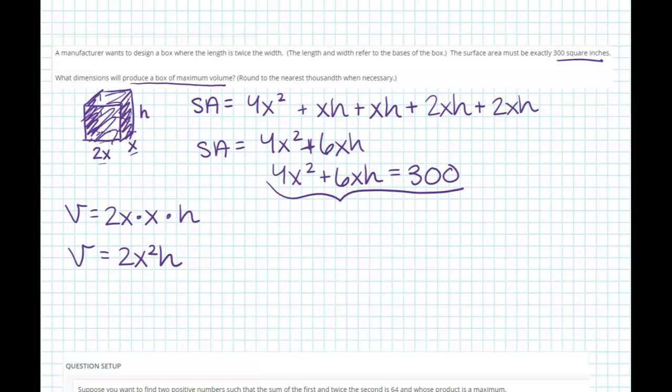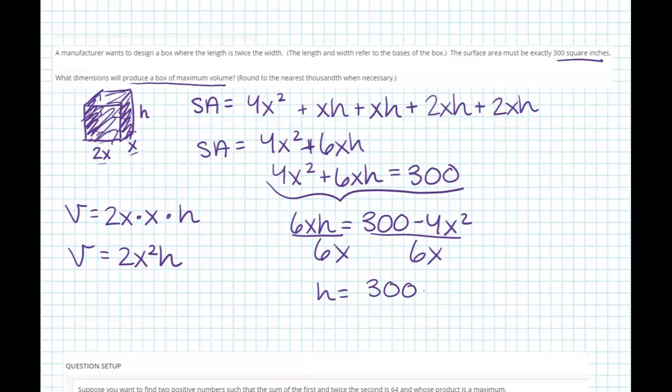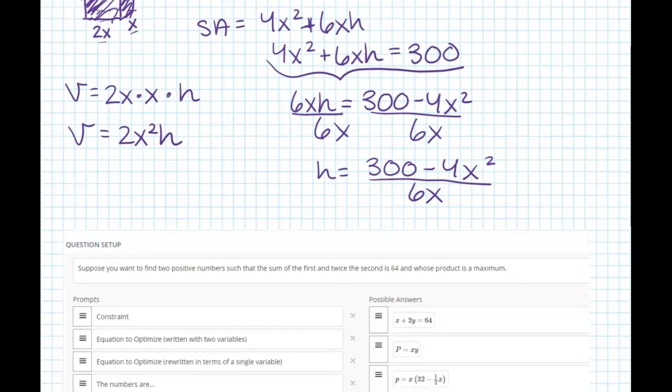So now we need to solve for one of the variables. Let's solve for h. So if we subtract 4x squared, we have 6xh equals 300 minus 4x squared. So h equals (300 minus 4x squared) over 6x.